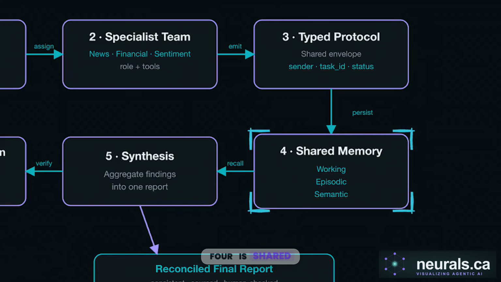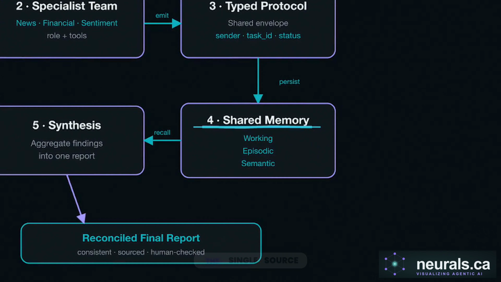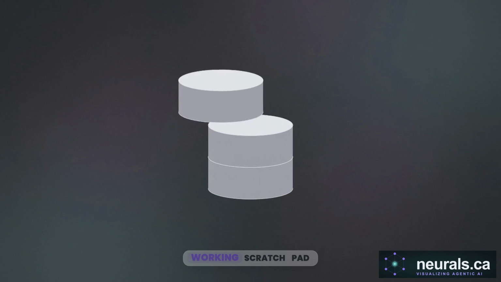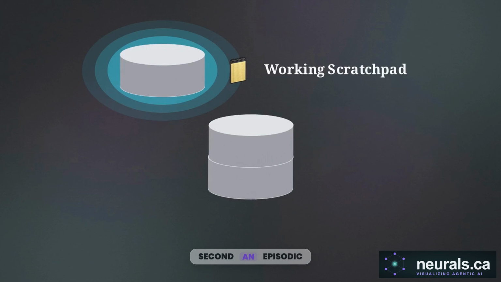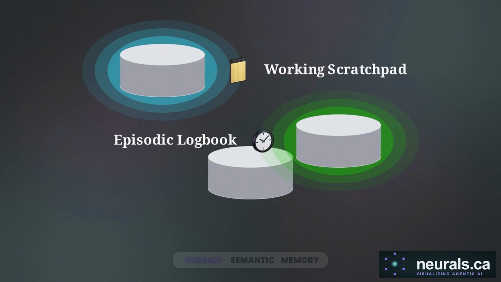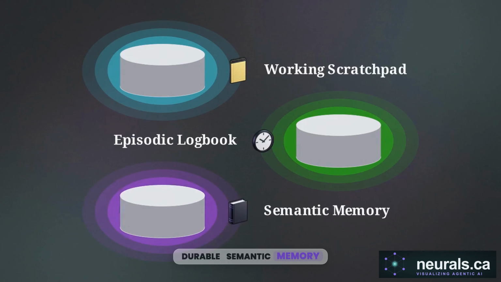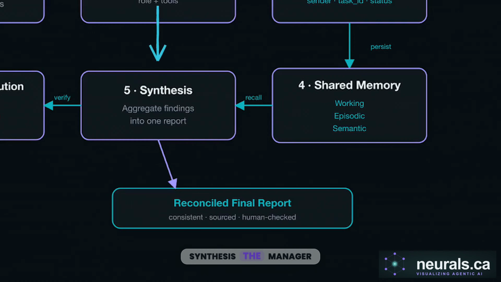Step 4 is shared memory. Rather than maintaining separate, disconnected histories, the team relies on this central node as the single source of truth. It splits into 3 layers. First, a working scratchpad. Second, an episodic logbook. Third, a durable semantic memory. In Step 5, synthesis, the manager agent pulls the isolated outputs back from memory to assemble the final report.